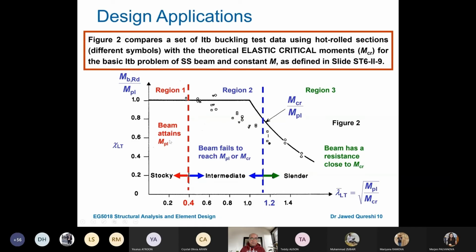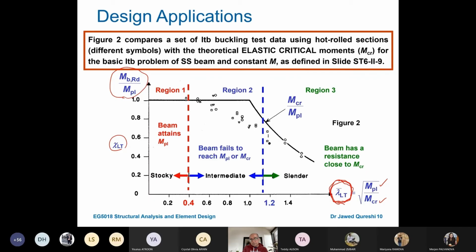This is very important. You can see that we have this reduction factor chi as the vertical axis, and then we have lambda dash LT. Now we term it as LT. This is the square root of MPL over MCR. Chi is equal to MBRD over MPL, which means that we use the reduction factor approach in case of beams as well. We check the lambda dash LT to see if a buckling check is required or not.